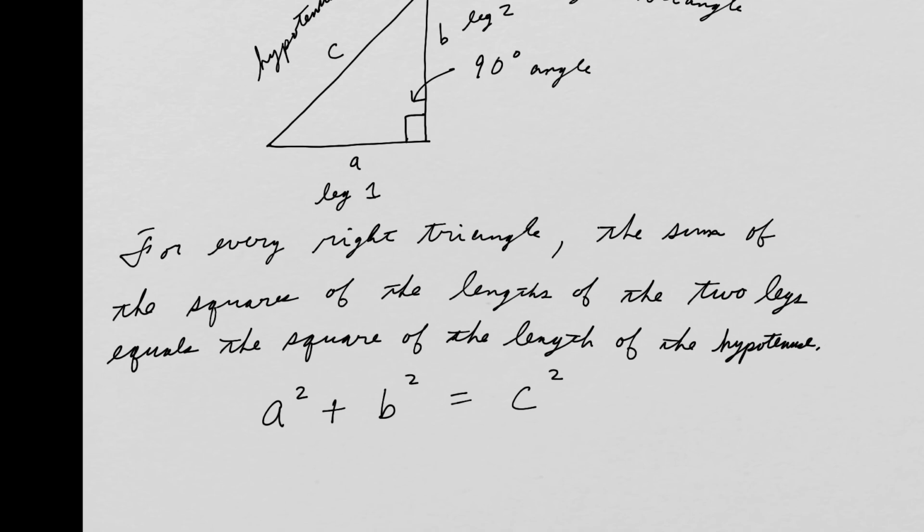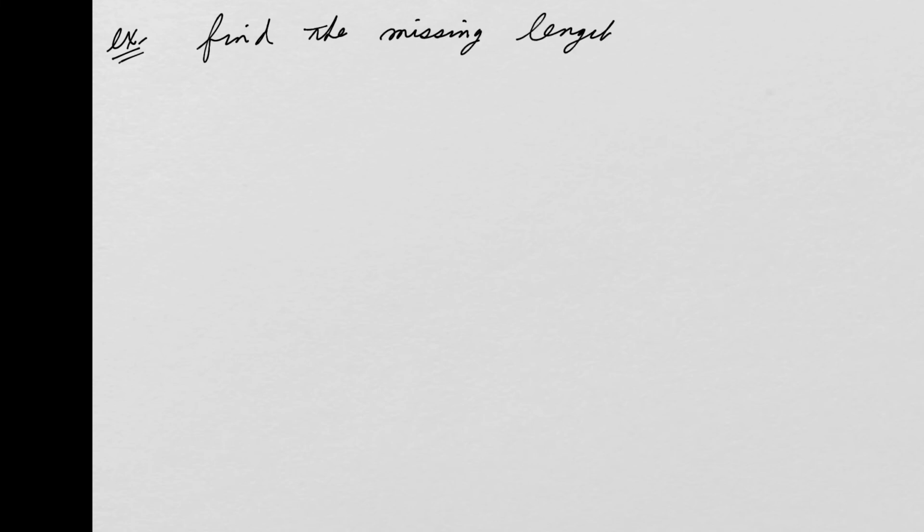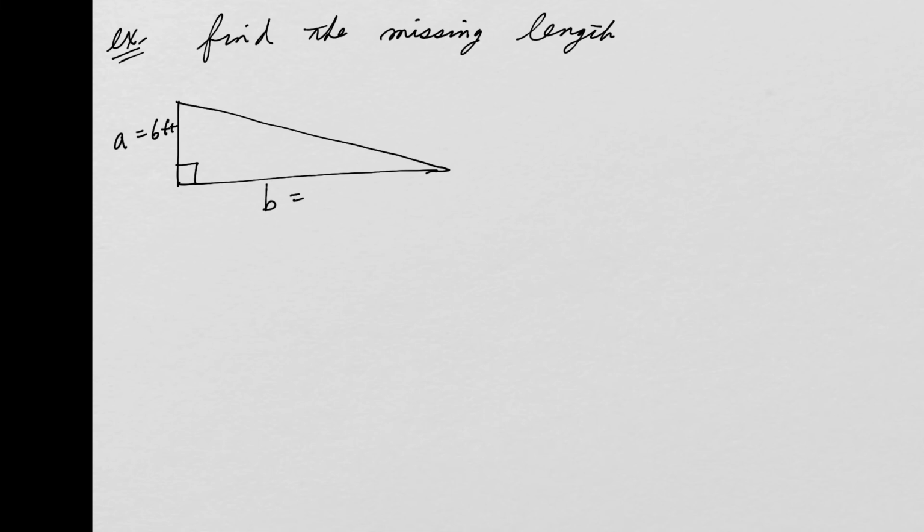Okay, so let's look at a couple of problems here. Let's say I want to find the missing length. Here's my right triangle. Let's say this is 6 feet. I'll call that side leg A. Let's say B is 8 feet. And then C is the length I want to find.